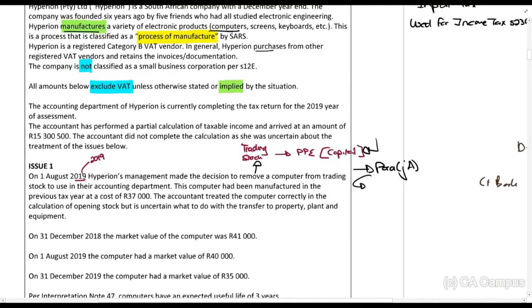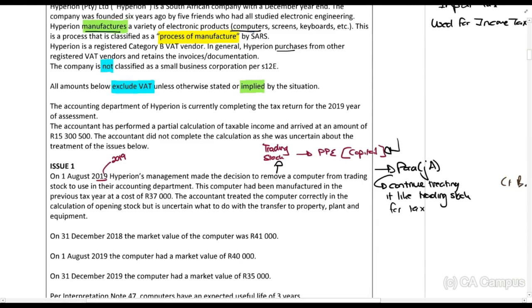Right, and that means you'll continue treating it like trading stock for tax. So then they tell you the computer had been manufactured in the previous tax year at a cost of 37,000, right? So that's its cost. The accountant treated the computer correctly in the calculation of opening stock.